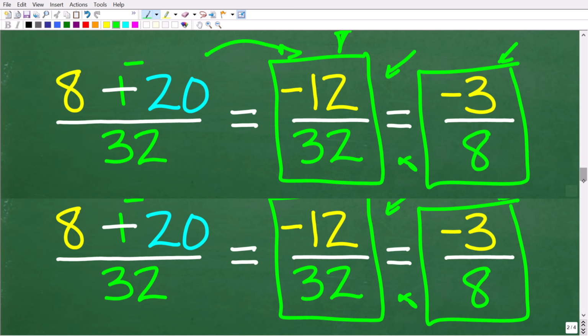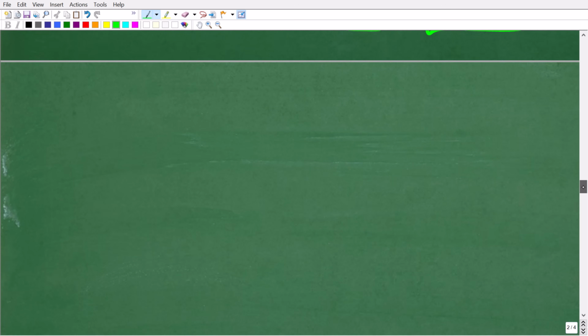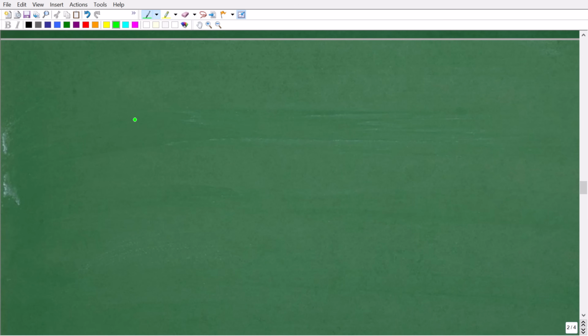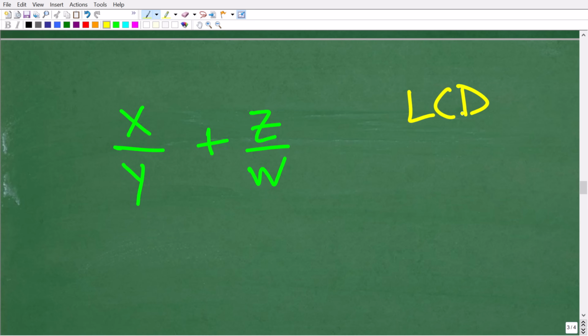And again, you can use this method in algebra. Let's take a look at a simple example. Let's suppose I want to take x over y, and we want to add this to another fraction, maybe like z over w. So here we have two fractions with different denominators. We would have to find the LCD and then rewrite these fractions. Of course you can do this problem this way, or you can simply use the bow tie method.